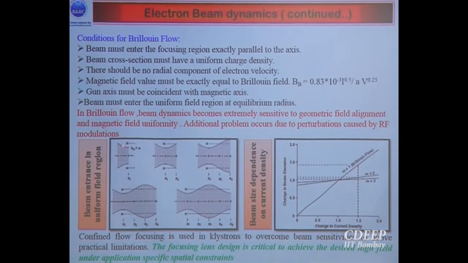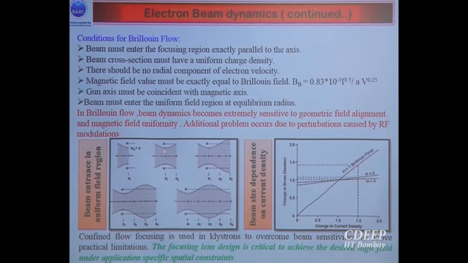So if we see, suppose the beam is entering at this point, the field is just sufficient to balance the space charge forces. So the beam will try to slightly diverge out, but at this point the field value is more. At this point A, if we see, these two lines are where the magnetic field just balances the space charge force. When the beam comes through electrostatic focusing, its size is slightly smaller, so here the magnetic field value is slightly less to balance the space charge forces.